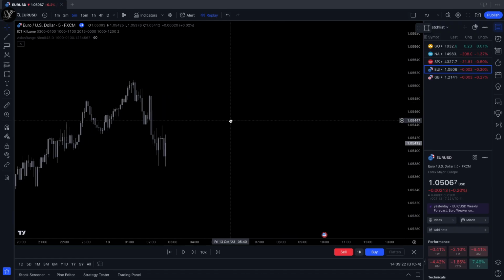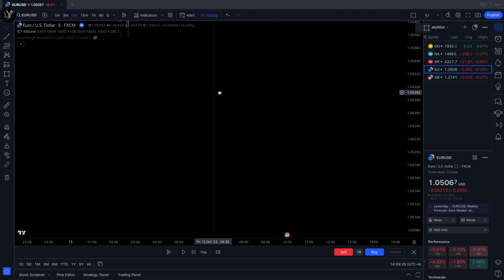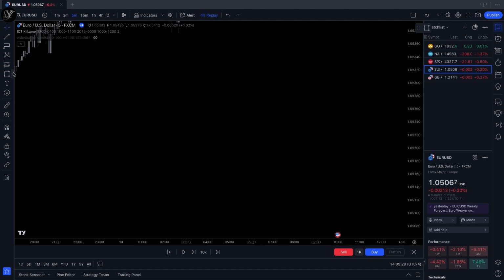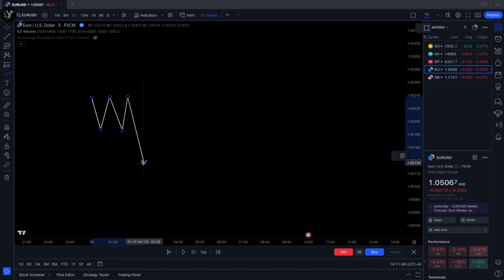So just before I break down this example right here, I'm going to draw you guys a quick diagram of how this setup is going to look. So we're going to grab our path tool and draw out what this setup looks like. First of all, I'm going to draw out the section where the liquidity is going to be resting. So this would be our buy side liquidity and this would be our sell side. So in this particular example that I'm going to show you on the charts, sell side is going to be taken out like so.